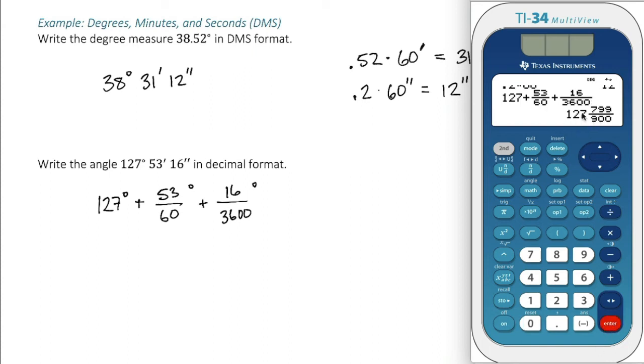Now this gives me a fraction form in this calculator, the TI-34 MultiView. I'm going to go ahead and convert that, and that's this up here, F to D. So click second that and hit enter. All right, and we want our decimal format. It does not say what to round to, and so I'm going to go ahead and just round to 2 decimal places, 127.89.